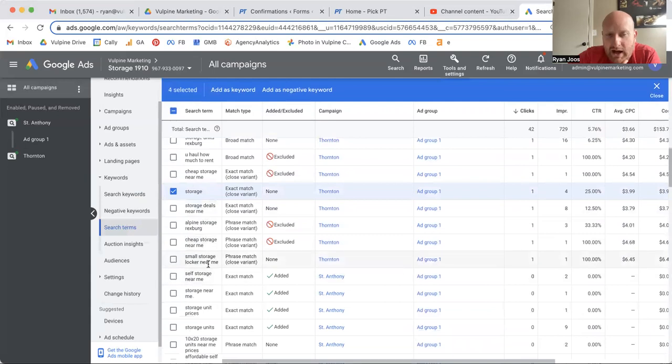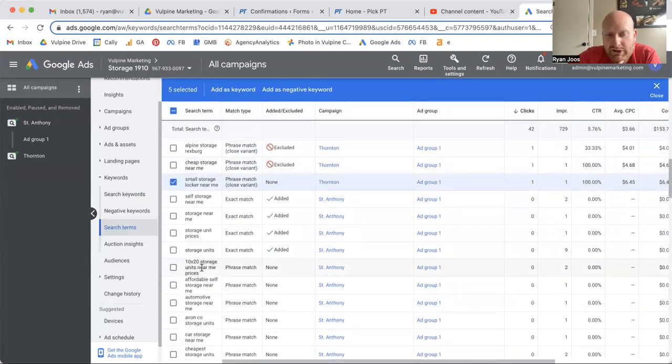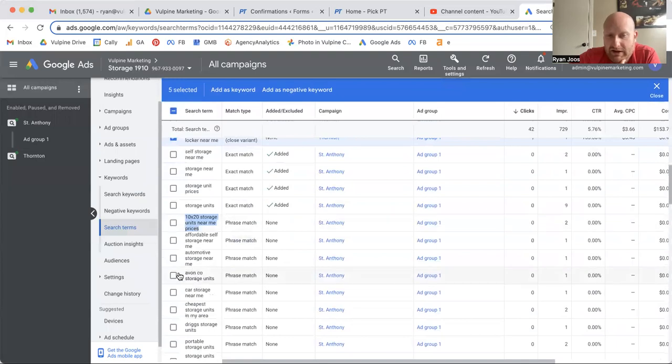Small storage locker. These are definitely not lockers. They're much bigger, so I'm going to pull that one out. 10 by 20 storage units. So this is one of those things you have to look through here and say, does this particular client actually offer a 10 by 20? If not, then maybe it would be good to pull that out there. I actually don't know if they do or not.